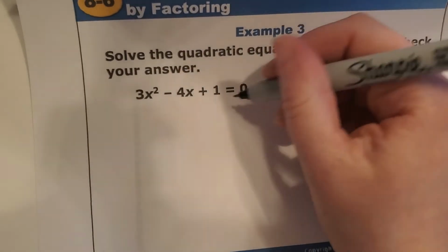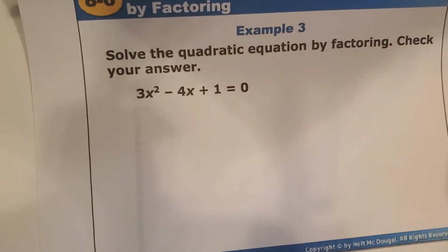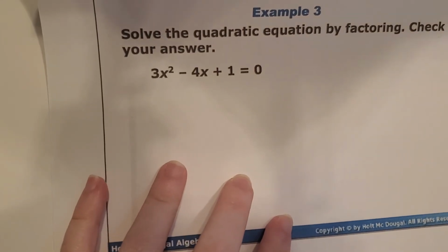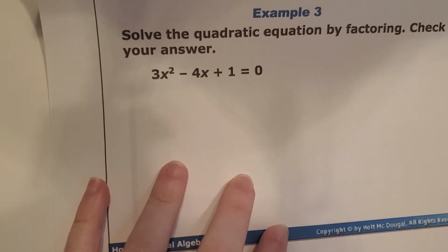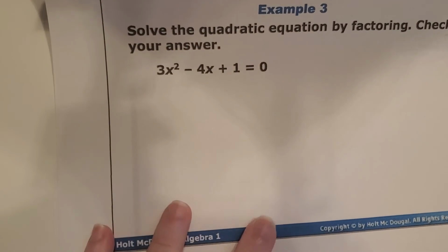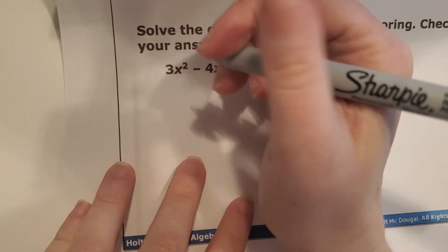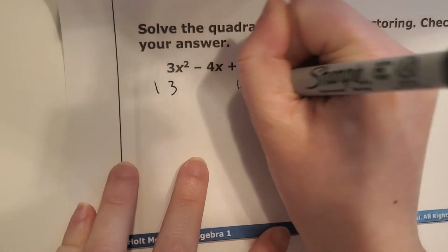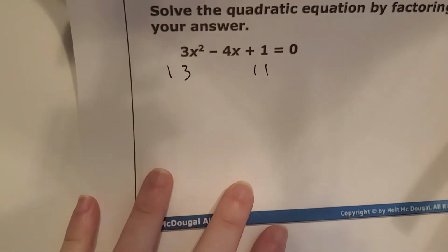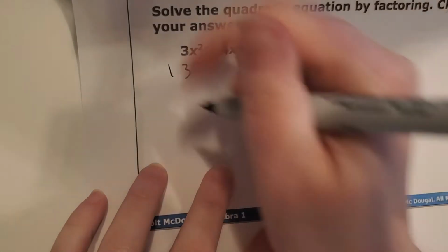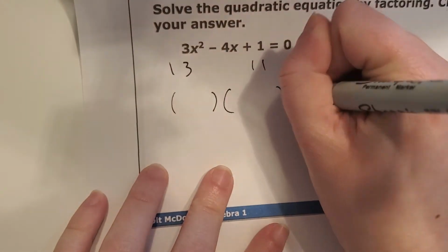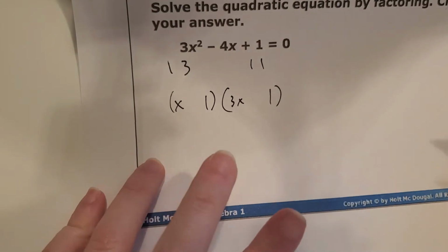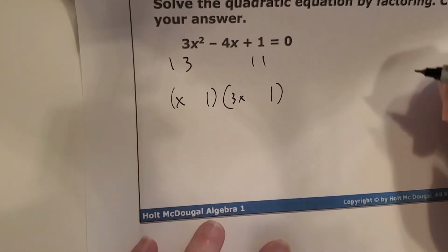This one, because of that one, there's definitely not going to be a GCF. All right, so this is going to be one of those where you will have to think about factors of 3 and factors of 1. Luckily, it's pretty easy. The only factors of 3 are 1 and 3, and the only factors of 1 are 1 and 1. So there's really not many possibilities here. We have x and 3x, and then we have 1 and 1. And then it's just a matter of worrying about our signs.